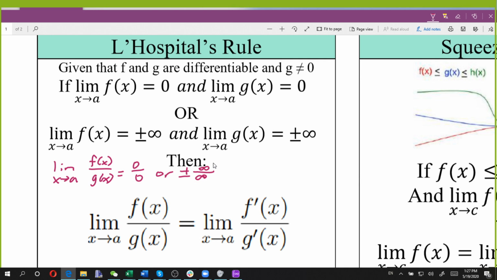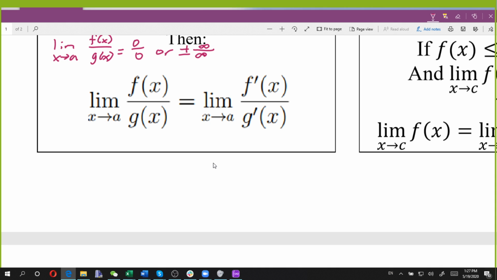So what that means is, first be careful because this is not quotient rule. We're deriving the top separately from the bottom. But what that means is if you tried to take the limit of a function like this, sine x over x, when you first plug in 0, what would I get?